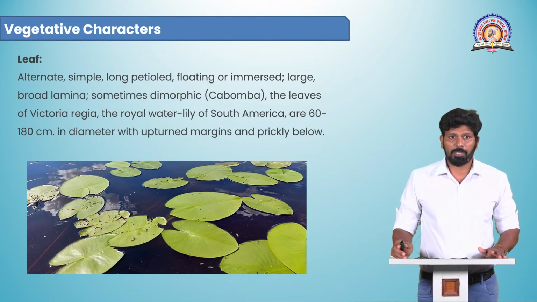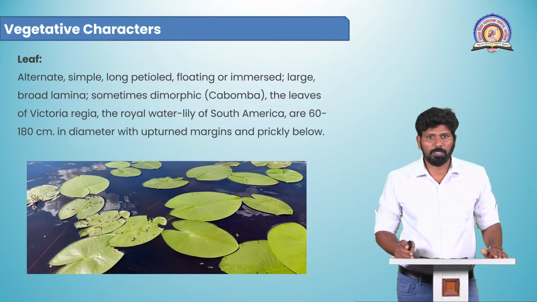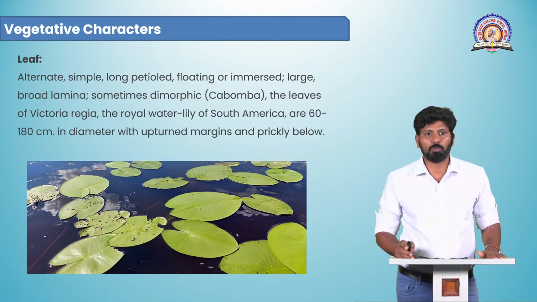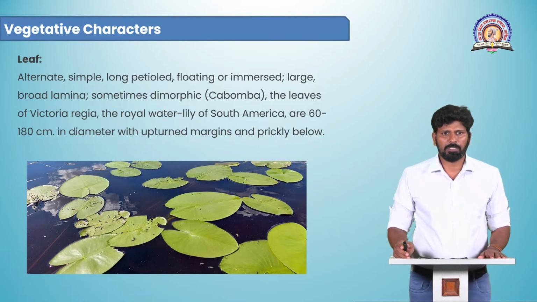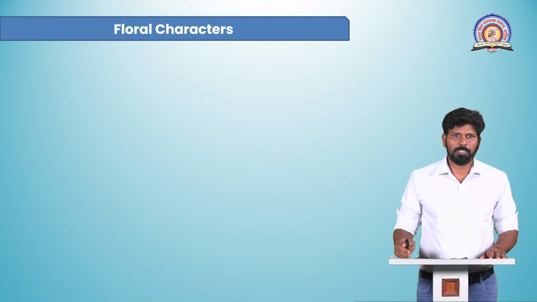So the leaf is very large, with a broad lamina, sometimes dimorphic in Cabomba. And the leaves of Victoria regia, the royal water lily of South America, are 60 to 180 centimeters in diameter. So leaves are very large with upturned margins and prickly below. So this is about the leaf.